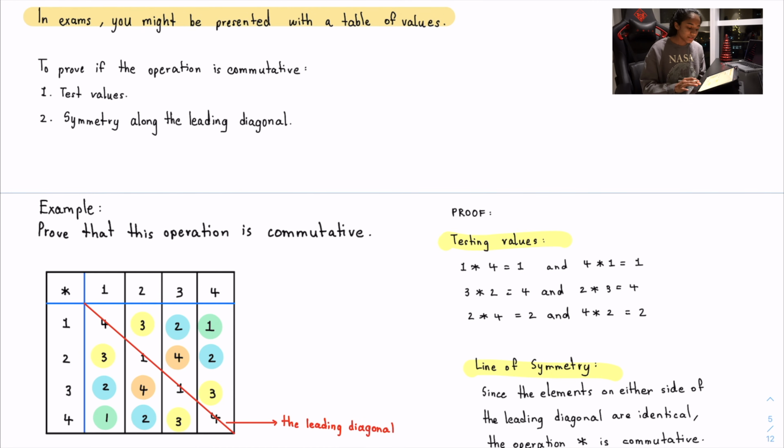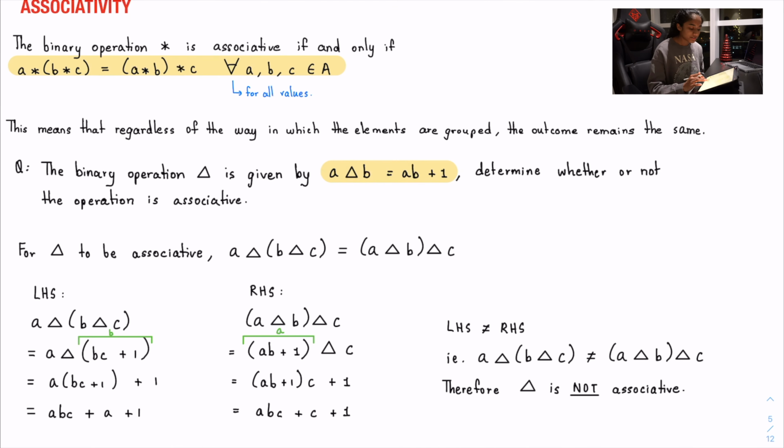So the second way we can look for commutativity is a line of symmetry. All we have to do is draw a diagonal line across these numbers here, and you look for whether the numbers on opposite sides are the same, which they are. Okay, 1, 1, 2, 2, 3, 3. They are the same. So that means that it is commutative. Great.